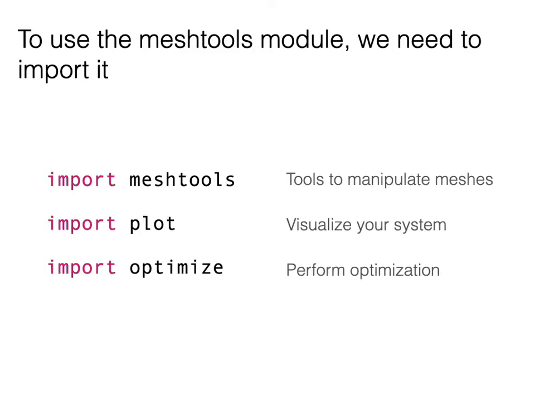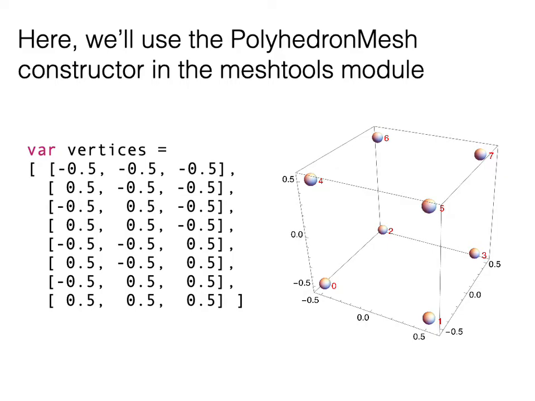Here, we're going to use the Mesh Tools module, which we're going to begin our program by importing. Since we're importing Mesh Tools, we might as well import all the other modules we need. So we'll import Plot, which is going to allow us to visualize our system. We'll import Optimize, which is going to be doing the optimization. In order to make the mesh, we're going to use the polyhedron mesh constructor, which is supplied in Mesh Tools, and we're going to give it the 8 vertices of a cube.